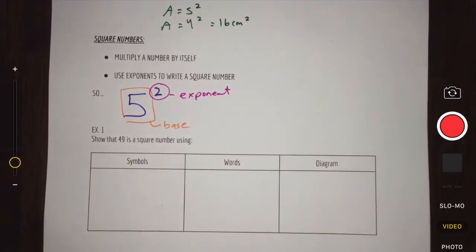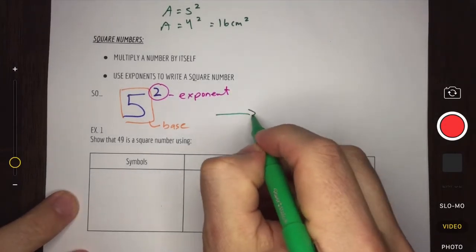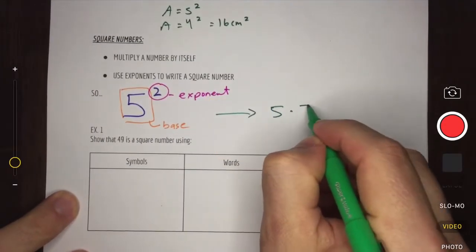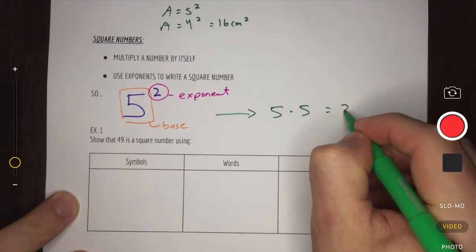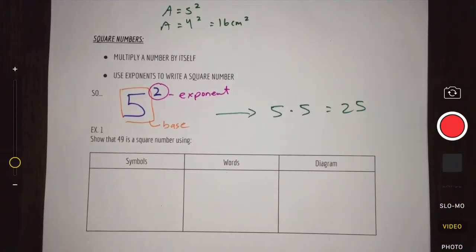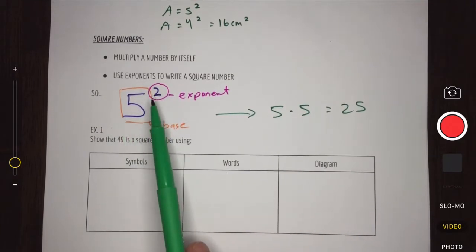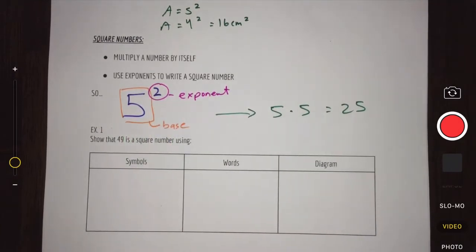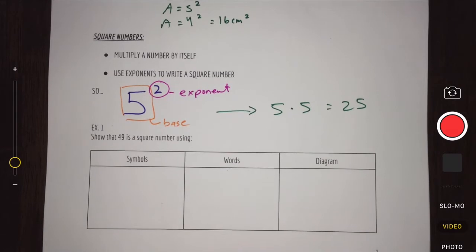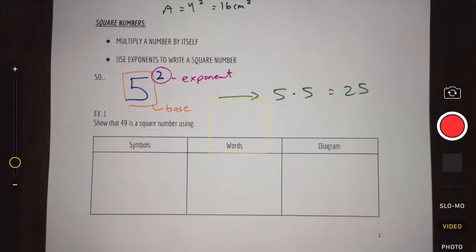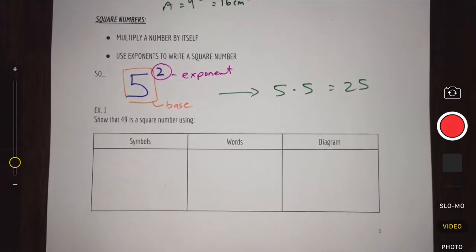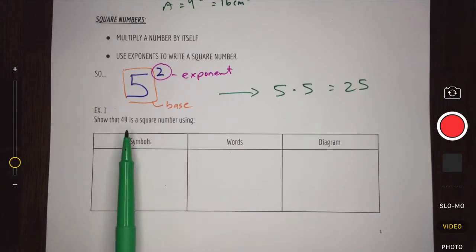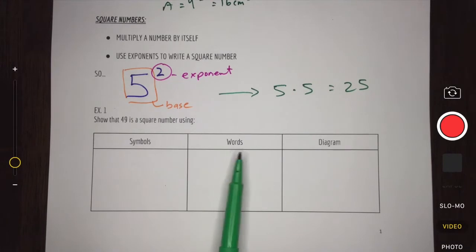And if we were to think of this in expanded form, which is a term hopefully we remember, we can think of this as being written as 5 times 5, which is going to give us 25. So we can say that 5 squared, or 5 to the exponent 2, is equal to 25. So I want you to follow along with me as we look at how we can look at the number 49 as a square number in both symbols and words, and also as a diagram.